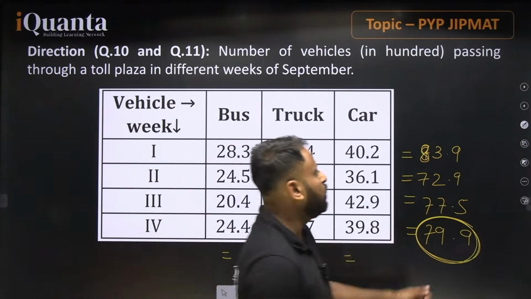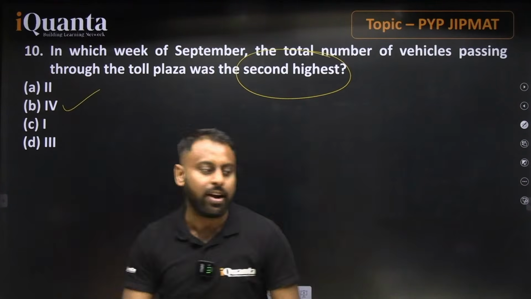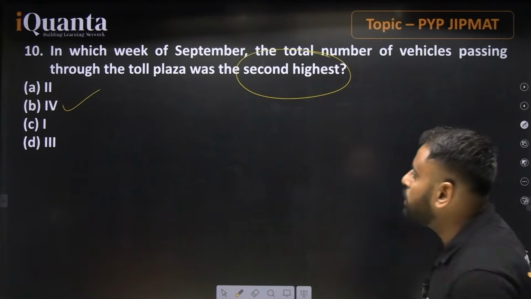So the second highest value is 79.9. This value is second, week 4. Week 4 means option number B is the right answer. I hope that it is clear to you guys, correct? Perfect. Chalo, option number B is the right one.